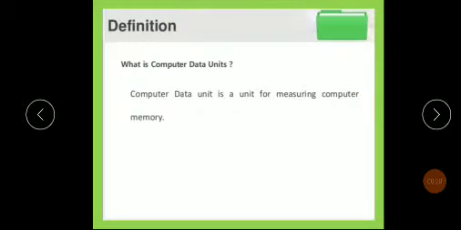Definition. Question: what is a computer data unit? A computer data unit is a unit for measuring computer memory. It means how to measure computer memory, how much memory is remaining and how much memory is used. So you can find this through data units.